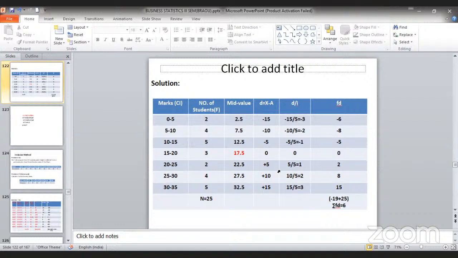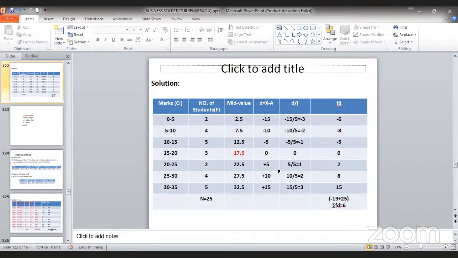Now, the D value should be divided by the class interval difference. What is the difference you find in the class interval? 5. So minus 15 divided by 5 is minus 3. Got it? Yes, ma'am. Like that, you have to do it for all the values.